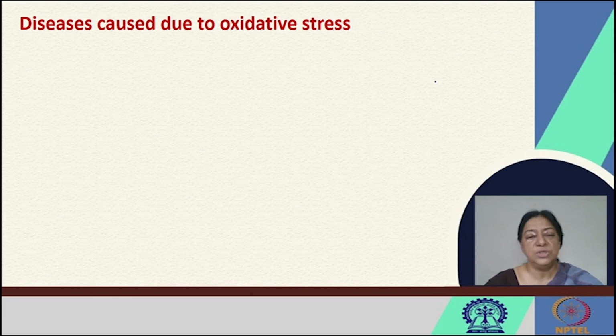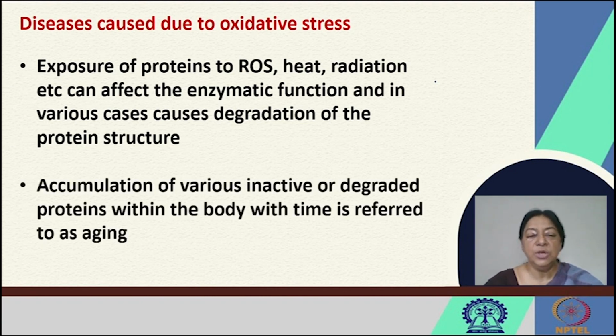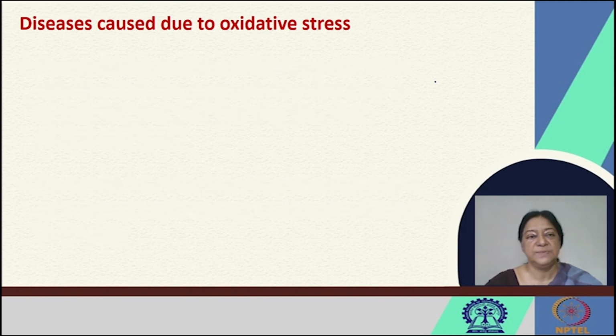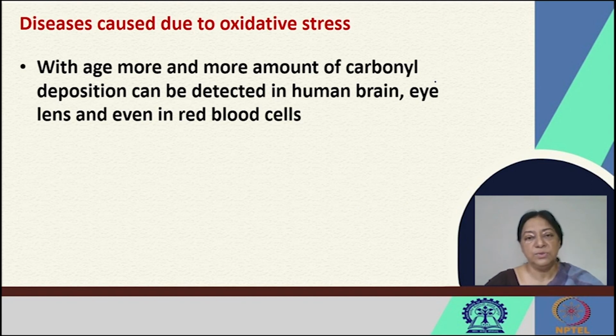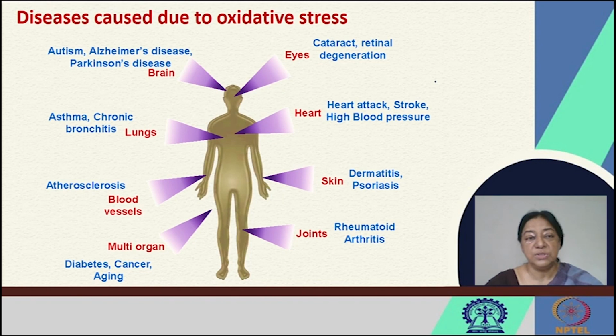If we look at the diseases caused due to oxidative stress, there is an exposure of proteins to reactive oxygen species, heat, radiation, etc., that can affect the enzymatic function and in turn cause degradation of the protein structure. So the accumulation of various inactive or degraded proteins within the body with time is referred to as an aging process. So with age, more and more amounts of the carbonyl deposition can be detected in the brain, the eye lens, and even in red blood cells. This accumulation of such modified proteins due to oxidative stress can lead to various diseases. There are several diseases that are caused due to oxidative stress, starting from cataract, Alzheimer's disease, asthma, specific heart attacks, stroke, atherosclerosis, diabetes, rheumatoid arthritis, and so on.